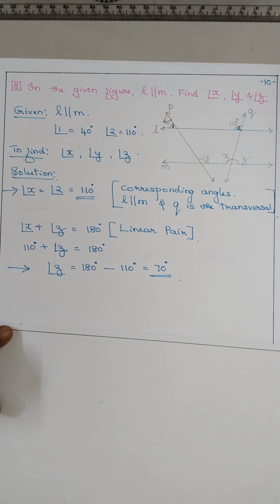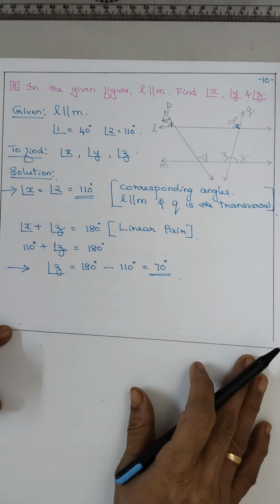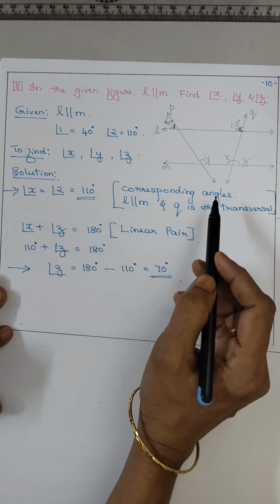Now, for Y. Now, P is the transversal. This side you have to take, isn't it?